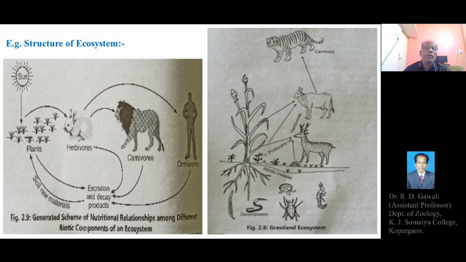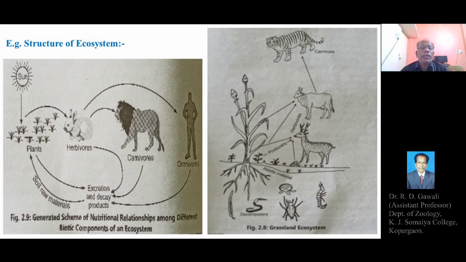For example, in the figure we can see a rabbit which is feeding on the plants. So it serves as a primary consumer, or a herbivore. Then just to the right of the rabbit, there is a lion representing a carnivore feeding on the rabbit, or a secondary or tertiary consumer. And again to the right of the lion, there is a man, a human, which serves as an omnivore feeding on both plants as well as the rabbit.